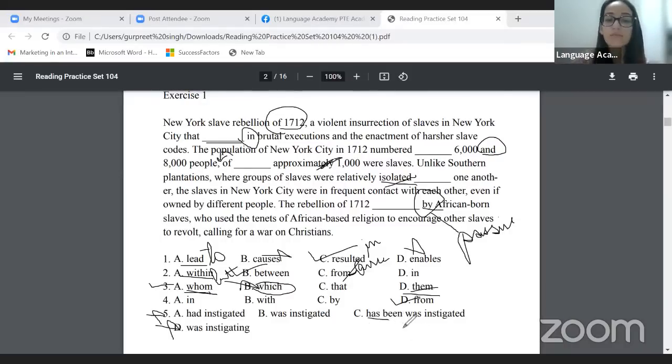You cannot put has and was together with the verb. You can put one of them. So what is the only option we are left with? This is also a method, the elimination method, that you can use to solve your answer.